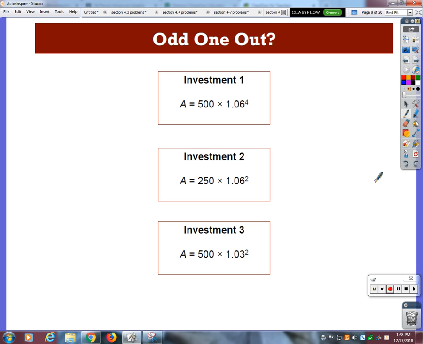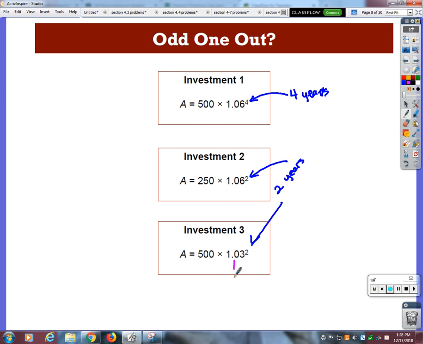Okay? All right, let's start again. Which one of these does not belong? Why does investment 1 not belong? Okay, so Nathan's looking at this, and he says this one you're investing for 4 years, whereas this one and this one you're only investing for 2 years. Okay, so Nathan says number 1 is the odd one out.